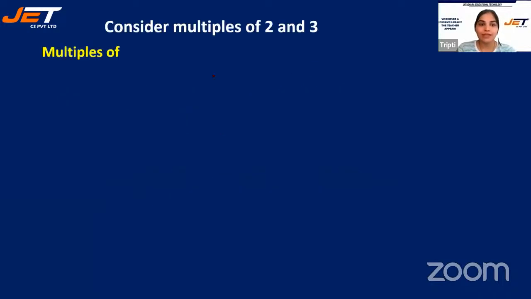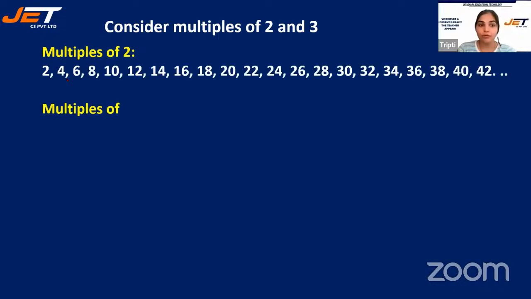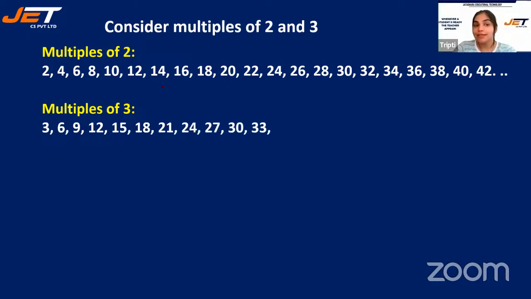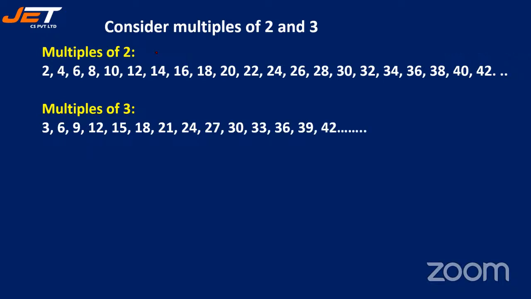Let's revise that quickly. Here, what are multiples? Multiples are the numbers that you get in a particular table, right? Like the multiples of 2 are 2, 4, 6, 8, 10, 12, and they keep on going. These are the multiples of 2. Multiples of 3: 3, 6, 9, 12, 15, 18, 21. These are the multiples of 3. That means the numbers that you see in the times table of 3.